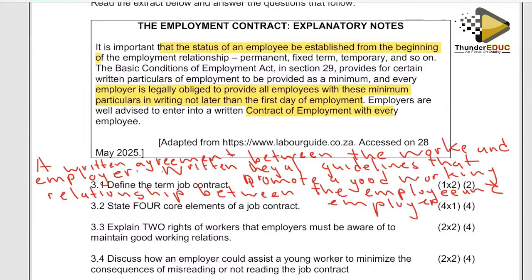So this is a written agreement between the worker and the employer. That is the first definition which you can include. Then you can also say that these are written legal guidelines that determine the relationship between the employer and the employee. Before you start work, you must enter into a contract with an employer on the terms and conditions which you are supposed to follow.